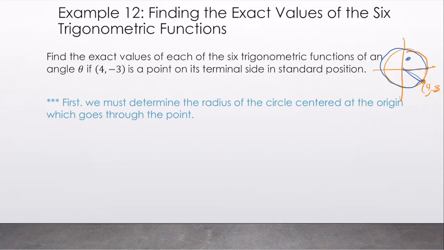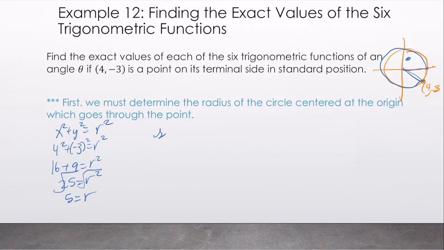Maybe not. So we remember that x squared plus y squared equals r squared. So if I have 4 squared plus -3 squared equals r squared, that gives me 16 plus 9 is r squared. 25 equals r squared. We take the square root of both sides to get 5 equals r, and it's going to always be the positive one because we can't have a negative radius because it's a measure of distance.